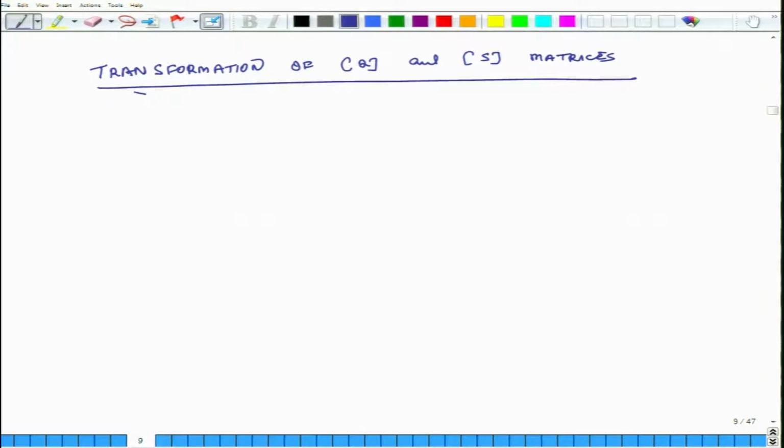Transformation of Q and S matrices. So, I will explain what all this means. So, here is the current situation.